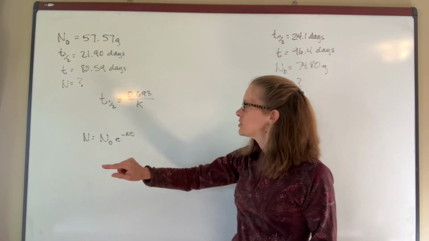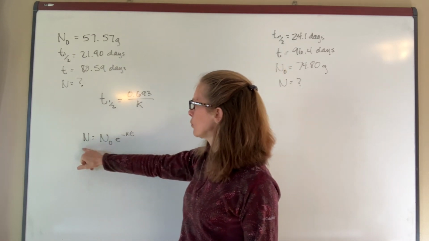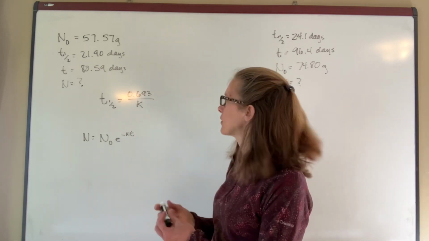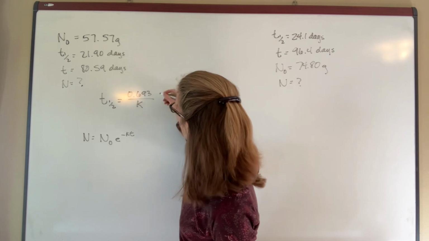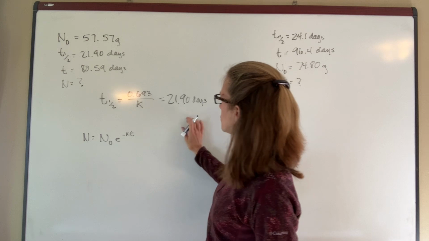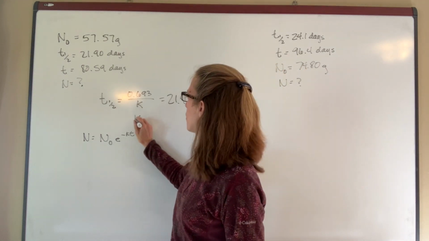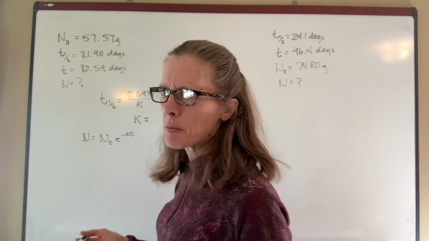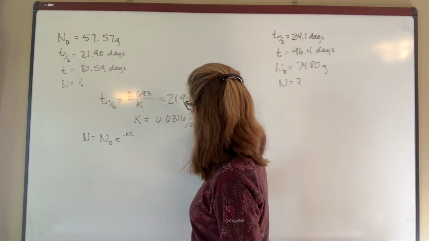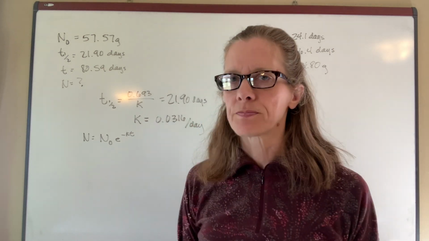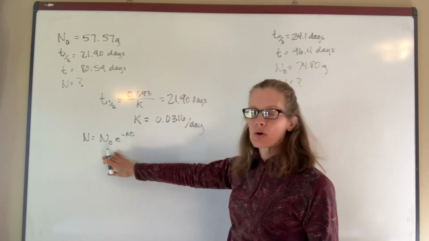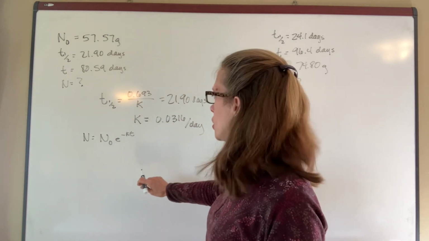So the first thing I'm going to have to know, in order to use this equation, is what K is. And so I'm going to use this to figure out K. I know that the half-life is 21.90 days. And so if I plug that into this equation and I solve for K, I should come up with 0.0316 per day. Okay? Now I can use this equation with the K that I calculated to figure out how much of my radioactive isotope is left.